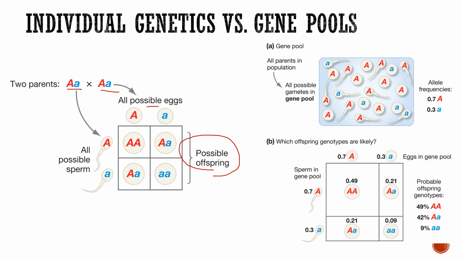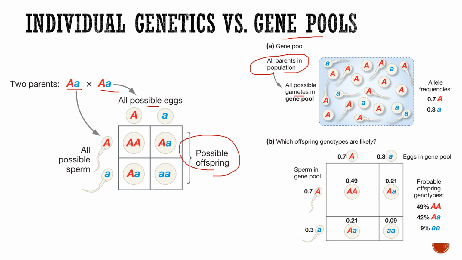Whenever we're talking about evolution, though, we talk about a gene pool. A gene pool is all the parents in the population and then all the possible gametes. So again, we're not just talking about two people mating, we're talking about an entire population. If we're talking about a city or a country, we could be talking about an ocean or a pond. Again, that population is defined by whatever area they're looking at. But essentially here, instead of looking at two people mating, we're looking at all the possible eggs and sperm in that population. So that's what makes up what's called the gene pool.